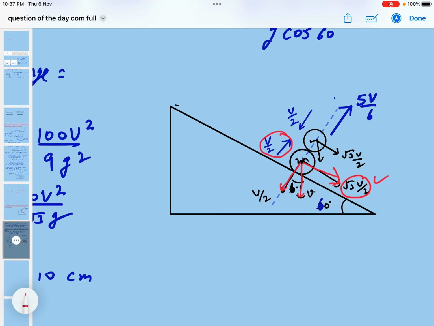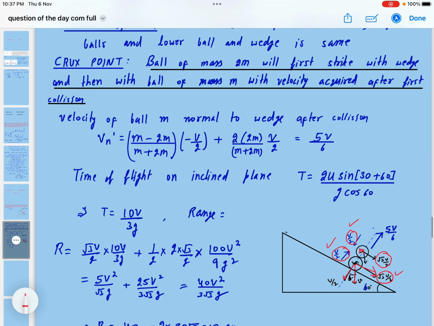Now if I resolve the velocity of m also just before collision with 2m, that is root 3 v by 2 and v by 2 down. It is just like an elastic collision of balls 2m and m, and their common normal velocities are v by 2 and v by 2. That I am solving first. I am finding the velocity of ball m normal to the wedge after collision. You can ignore the formula also, since by linear momentum conservation and total kinetic energy conservation you can get that, but if you can remember that formula, it's good.